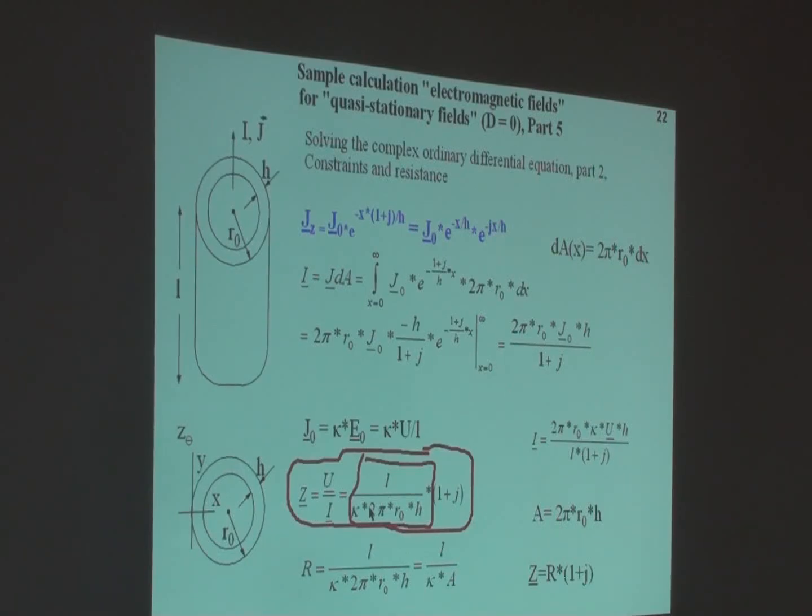L is the length of the conductor. Kappa is the conductivity, and what is the area? The area, if you have here this area, is 2π r-bar times h. So that you have to put here, so that you get the electrical resistance in this formula, and this is written here.